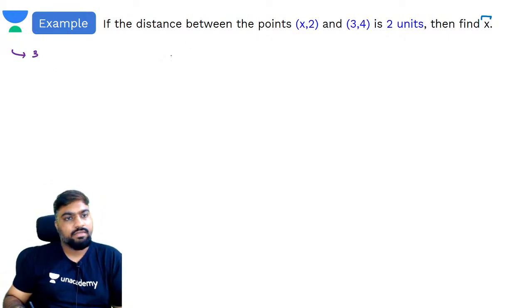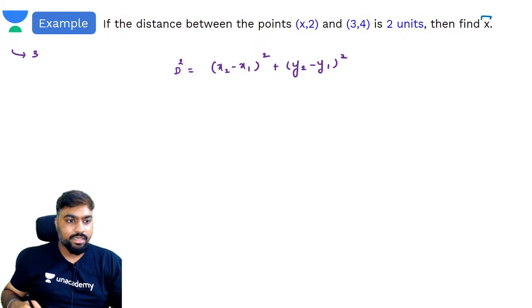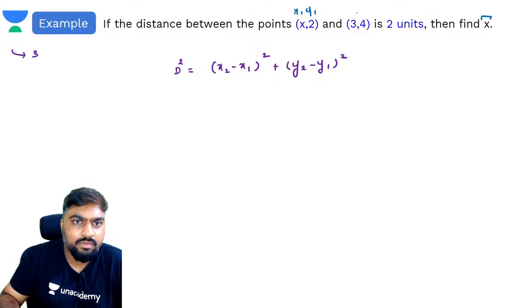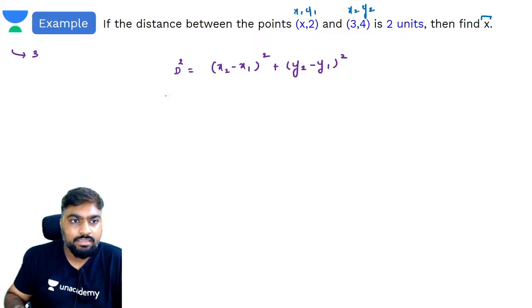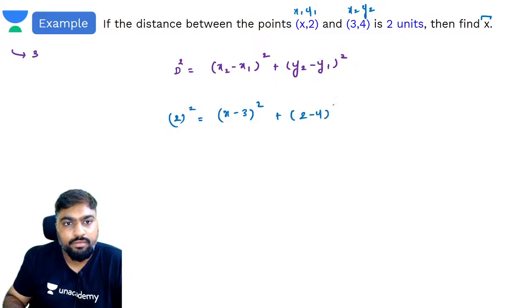Stick to the basics, right? You know, distance between any given 2 points is the square root of x2 minus x1 square plus the difference between the y coordinates ka square. So you can take squares on both sides, it will become distance square is this. Yeah. So what do we know? If I consider this x1 y1, this x2 y2, this is 2 units, so 2 whole square is equal to x minus 3 the whole square plus 2 minus 4 the whole square.